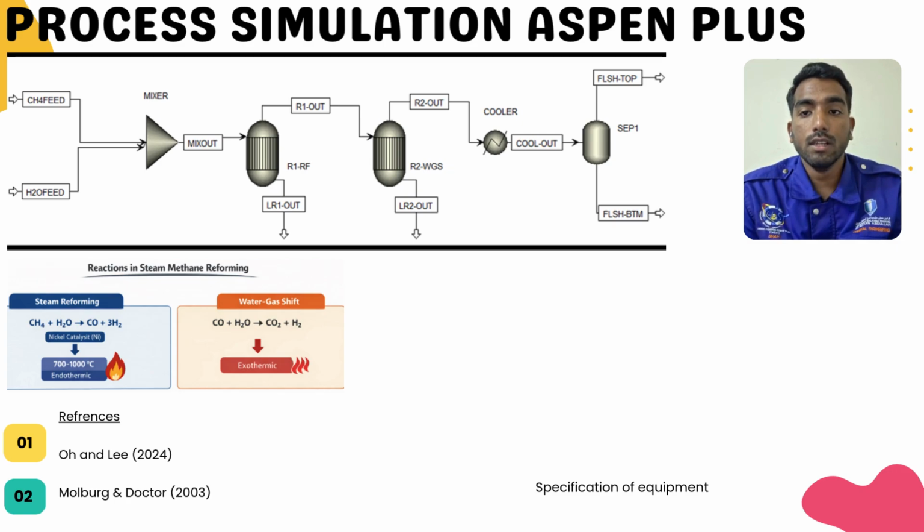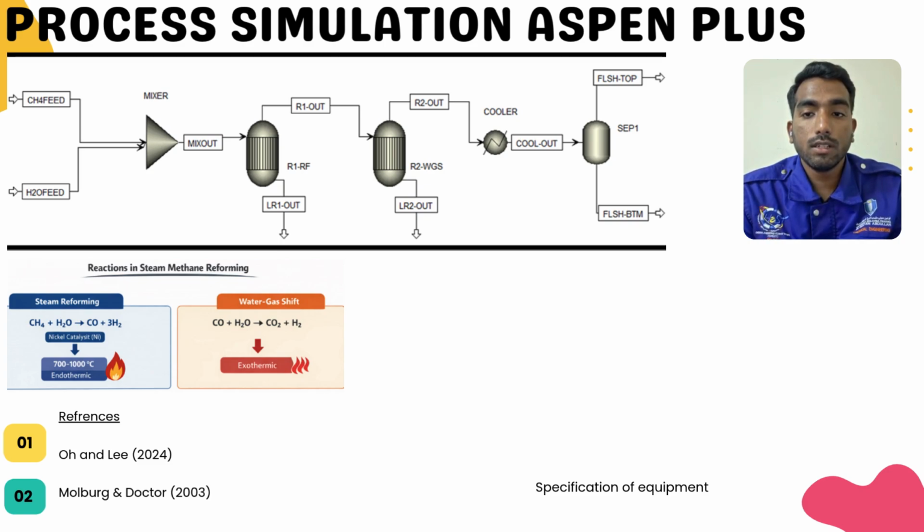gas shift reactor. So this process contains 5 main blocks. The first one is the mixer. It combines the methane and steam H2O feed at a 1:3 molar ratio. This ratio prevents carbon deposition and ensures complete methane reforming. The second is R1, which is the SMR reactor. The model I use here is the REquil equilibrium reactor, set to 850 Celsius and 25 bar. This reactor represents the steam methane reforming reaction.